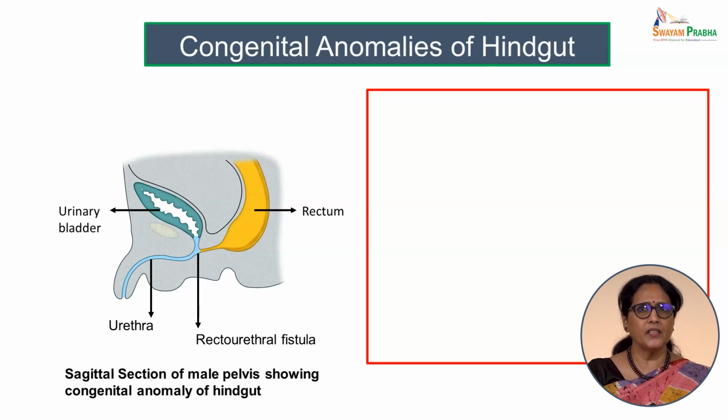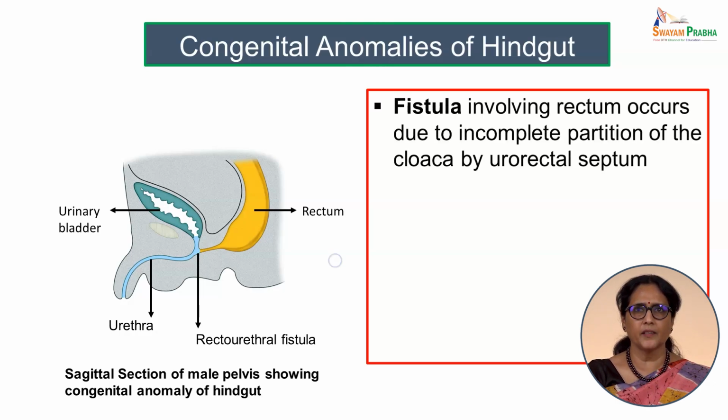We are done with the development of hindgut. Now let us look at the congenital anomalies of hindgut. The main congenital anomaly is fistula involving the rectum, which occurs due to incomplete partition of the cloaca by the urorectal septum.